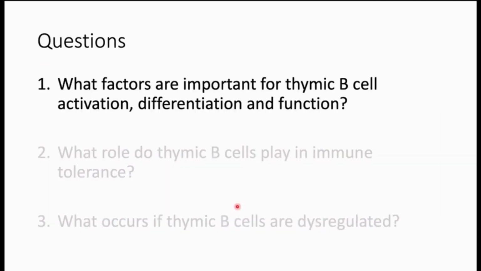So the questions that I'm going to be really discussing today and trying to answer are: what factors are important for Thymic B cell activation, differentiation, and function, and is this any different than what we would see, say, in the lymph node or the spleen? Another question we're working on is what role do Thymic B cells play in immune tolerance? So what happens when they're missing? And what happens if Thymic B cells are dysregulated? I'll be talking about these briefly, but really focusing on this first question.